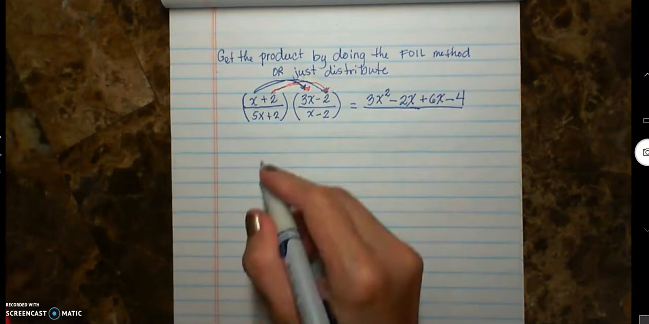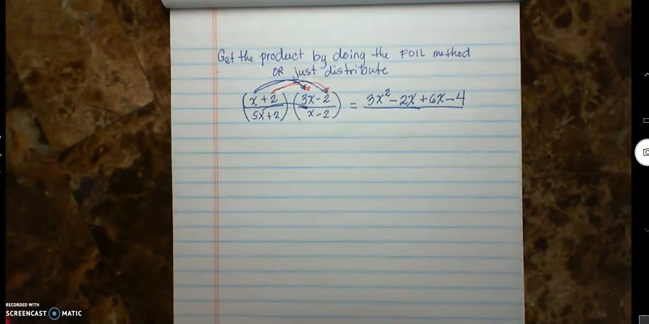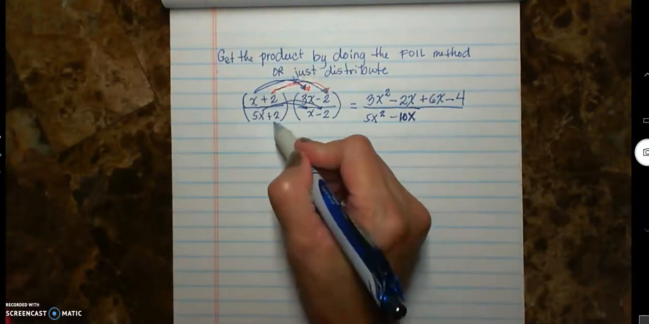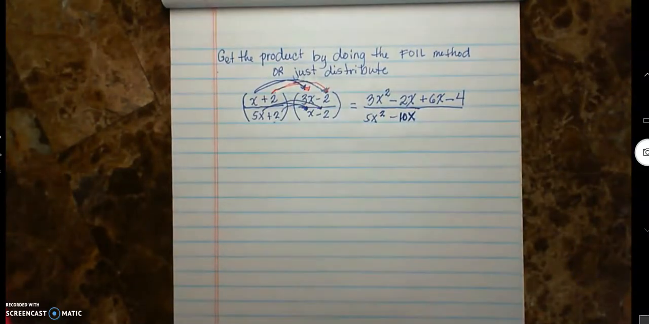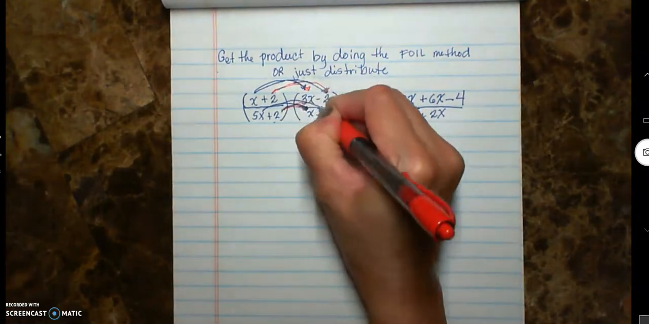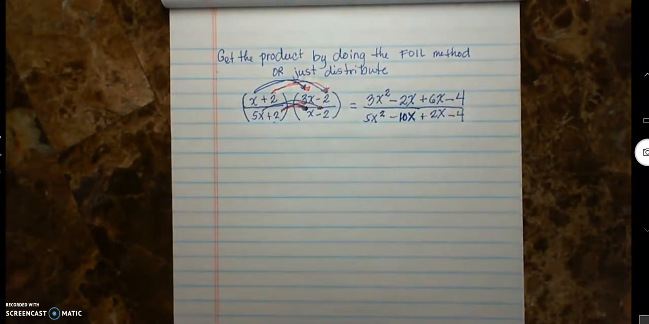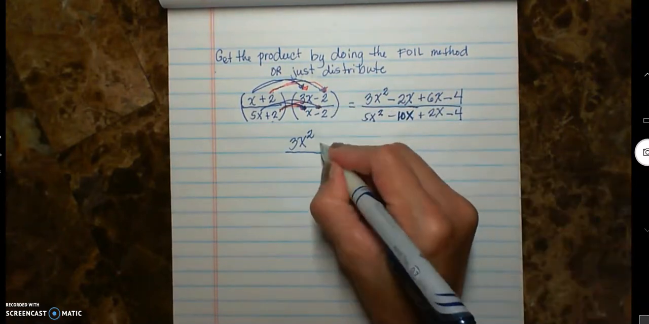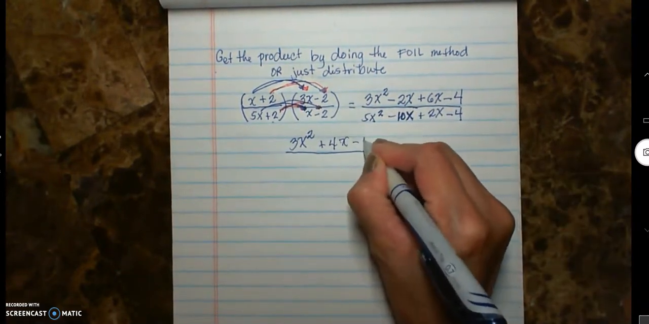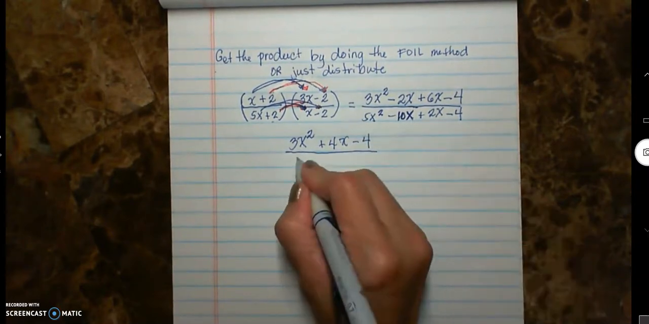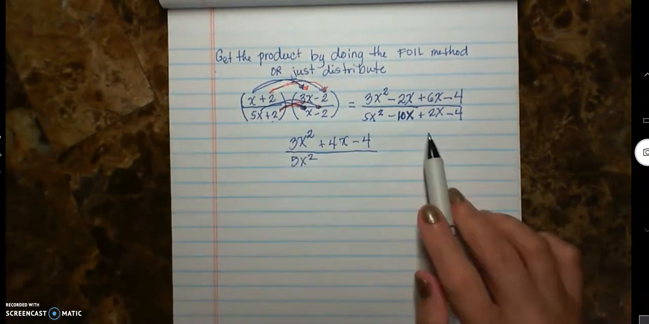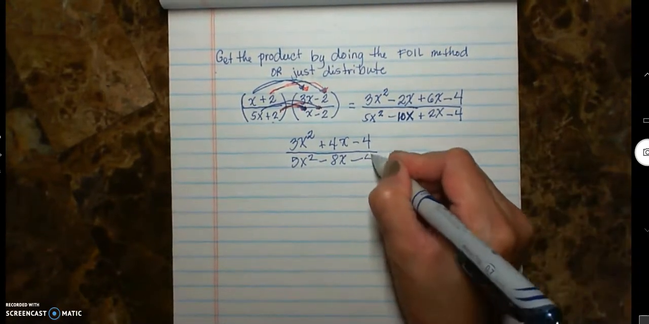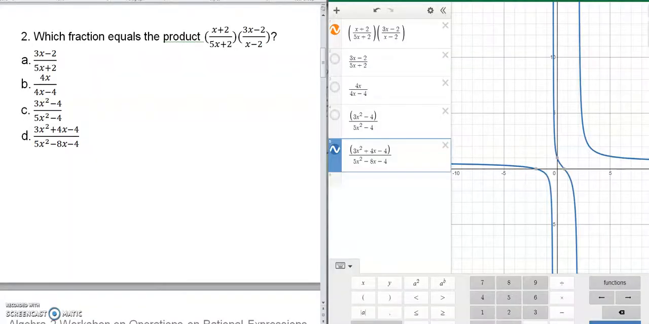Do the same process here at the bottom. So 5x times x is 5x squared. 5x times negative 2 is negative 10x. Then now positive 2 times x is positive 2x. And then positive 2 times negative 2 is negative 4. Next step is combine like terms. Copy down 3x squared. Negative 2x plus 6x is positive 4x. Copy down minus 4. Now let's do the bottom. So that's going to be 5x squared. Negative 10x plus 2x is negative 8x. Copy down negative 4. And that is your final answer, which is letter D.